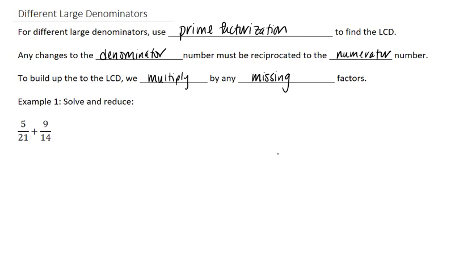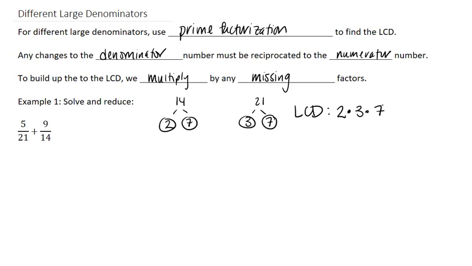Solve for the following. We have 5 over 21 plus 9 over 14. So what we're going to do is the prime factorization for both 14 and 21. So 14 can be broken down into 2 and 7, and 21 can be 3 and 7. So those are the prime numbers. So when we find our least common denominator, we look at all our unique factors. So it's 2, 3, and 7. And we only have one of each, so we're only going to multiply by each one by 1. So we have 2 times 3, which is 6, times 7 is 42. So our least common denominator will be 42.